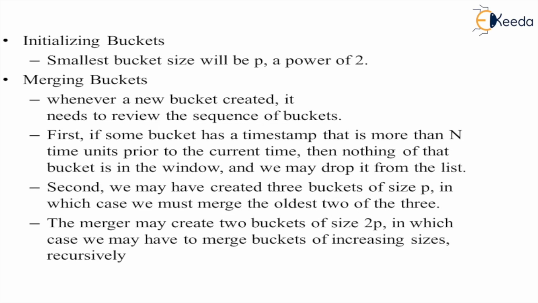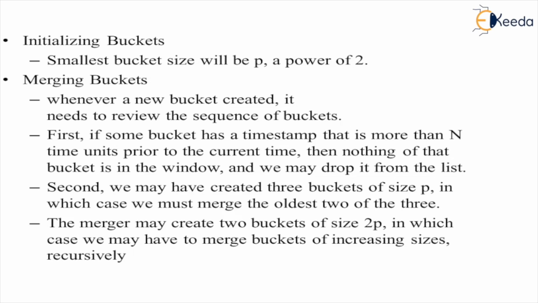How are we going to initialize the buckets? The smallest bucket size will be p, a power of 2. 2 raised to power 0 is 1, so we cannot create a group of 1; it is not considered. 2 raised to power 1, size 2, is not feasible because we cannot call it a group. So with 2 raised to power 2, a group of 4 is possible.